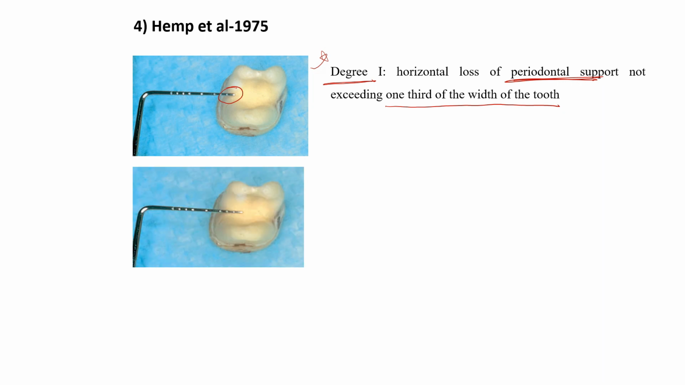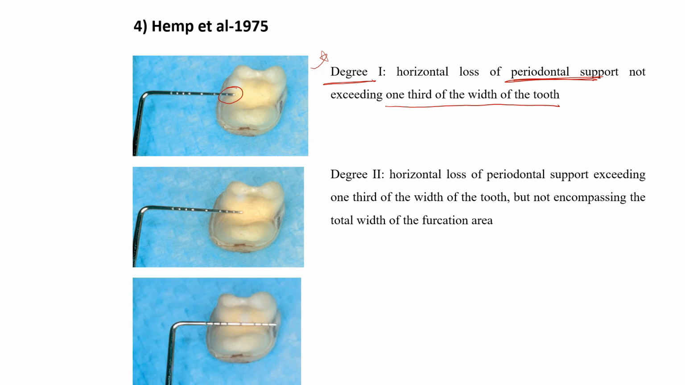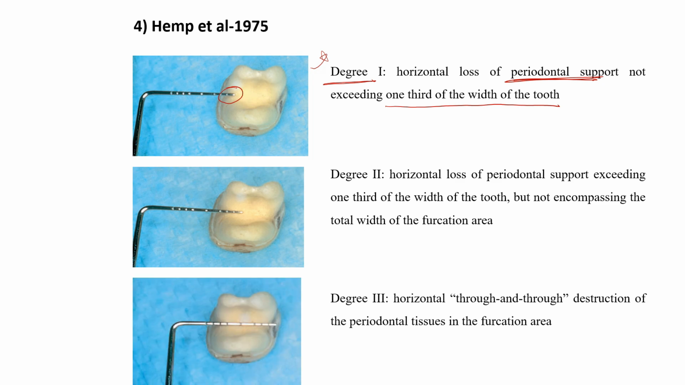If more than 1/3 but less than 2/3 horizontal loss of periodontal support is there, then it is considered as degree 2. And if there is through and through destruction of the periodontal tissues in the furcation area, then it is considered degree 3. Next we come on to the Ramfjord and Ash.